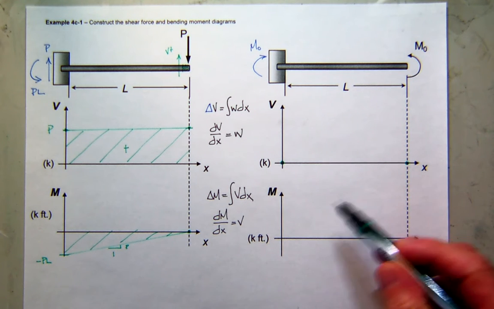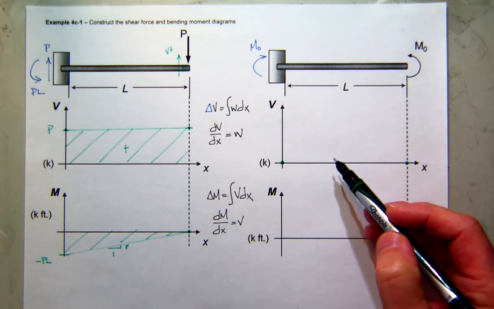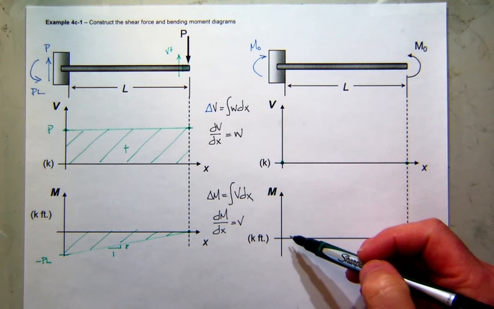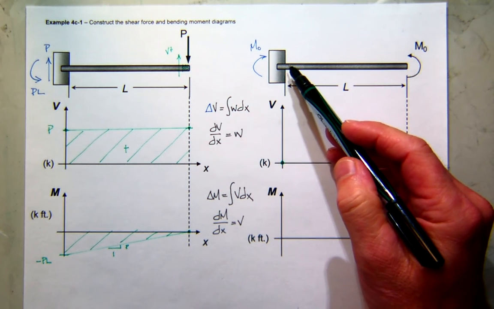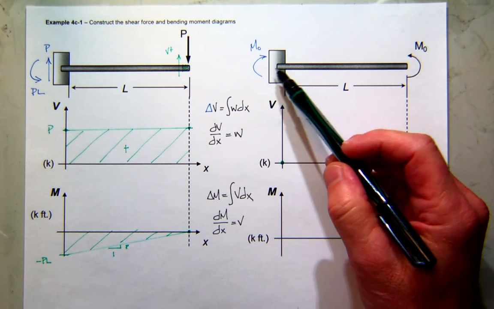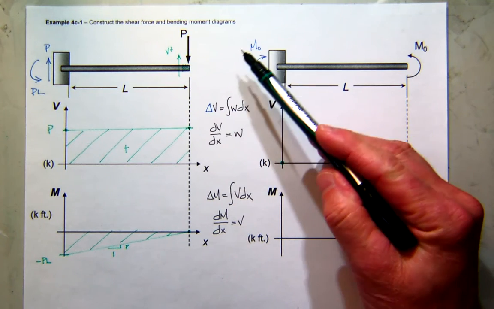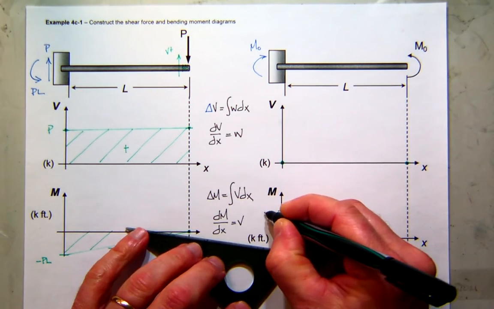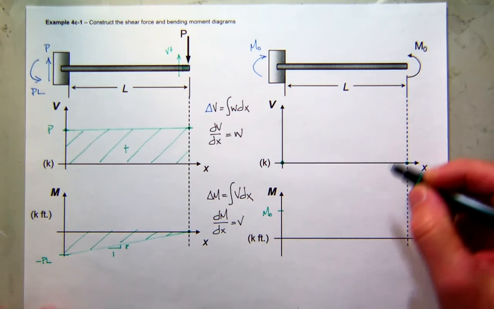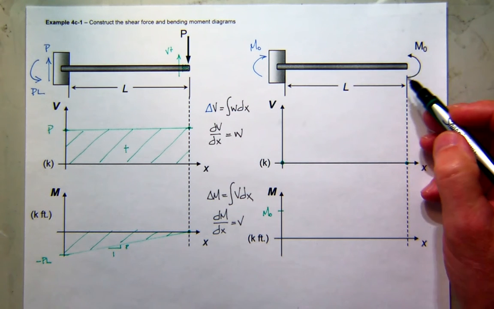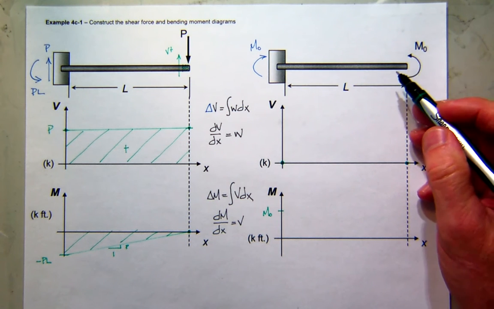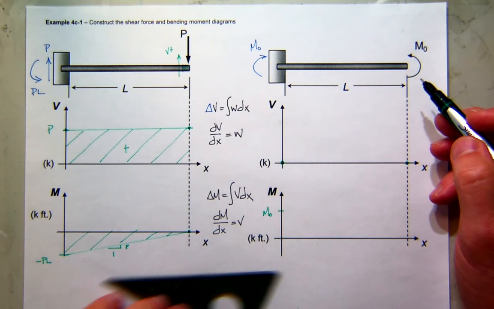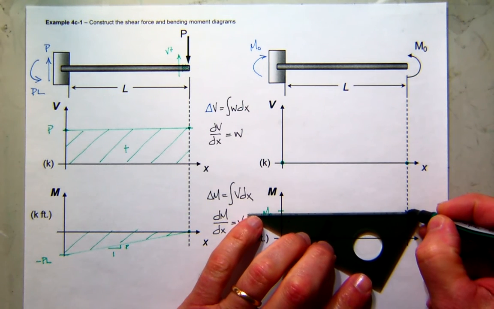Now we're going to do our moment diagram. We're going to use our shear diagram. And also, what do we know about moment? What's the bending moment at the start of the beam? Is this a positive bending moment or a negative bending moment? It's a positive bending moment. So it's going to start at M0. And look over here at this right-hand side. Is this a positive or negative bending moment? Also positive. So I'm going to end at M0.